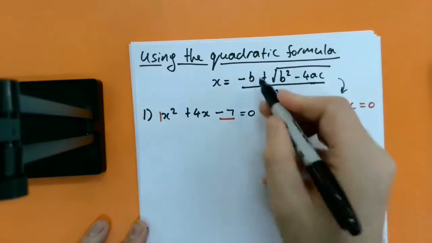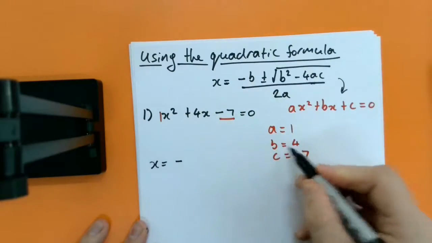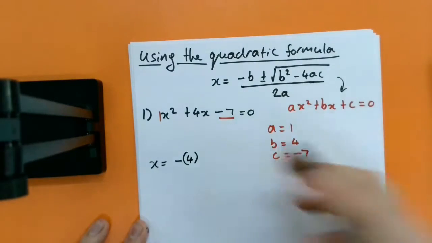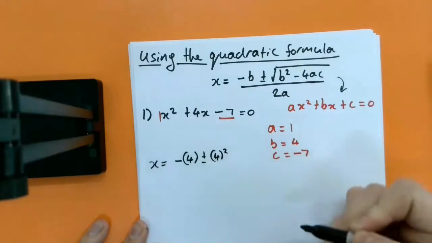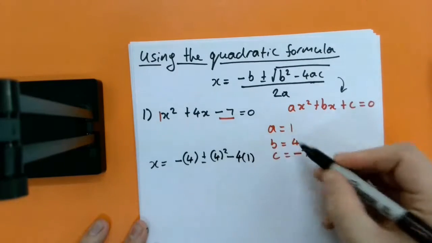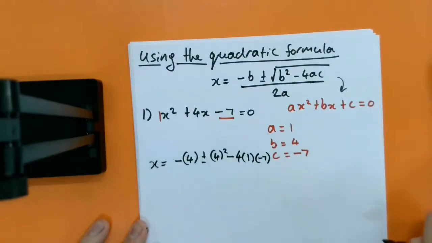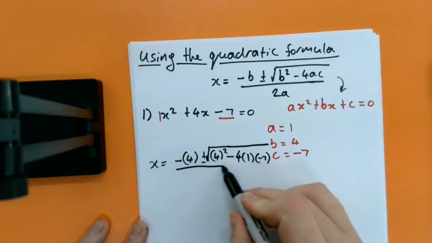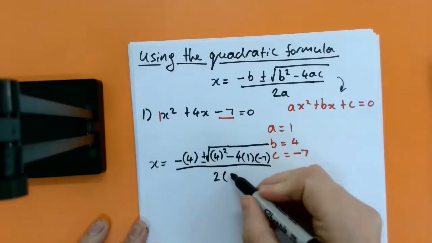We know using our quadratic formula that we're going to end up with x is equal to negative b, which is negative 4, and I like to substitute everything in brackets just so I don't make a mistake with my negatives, plus or minus the square root of b squared, so that is 4 all squared, minus 4ac, 4 times 1, which is our a, times c, which is negative 7. I've run out of room a little bit there, but you can see what we've done. Don't forget to take the square root of all of that. All we're doing is substituting, all over 2a. So 2 times our a, which is 1.